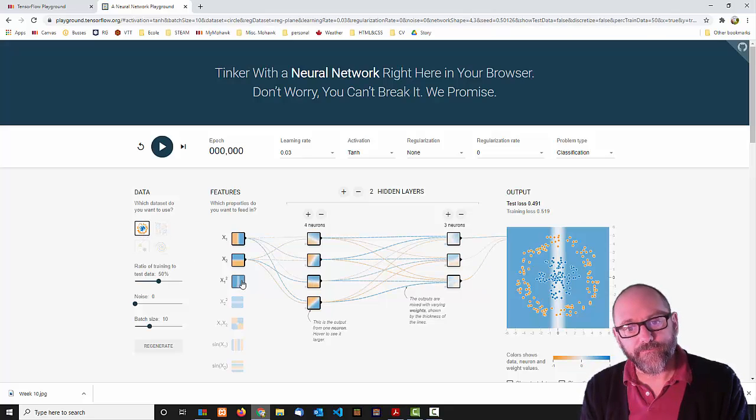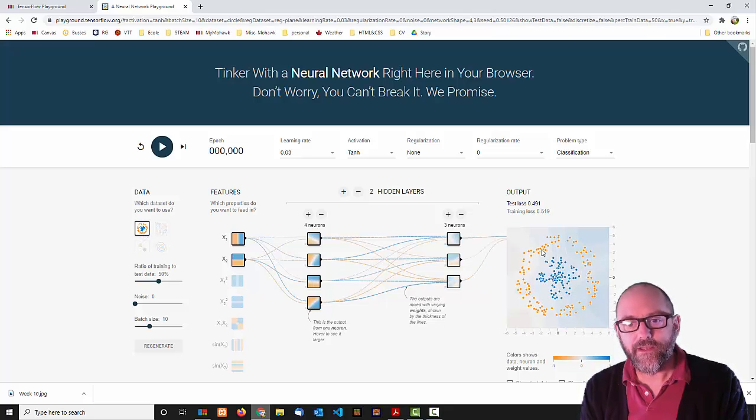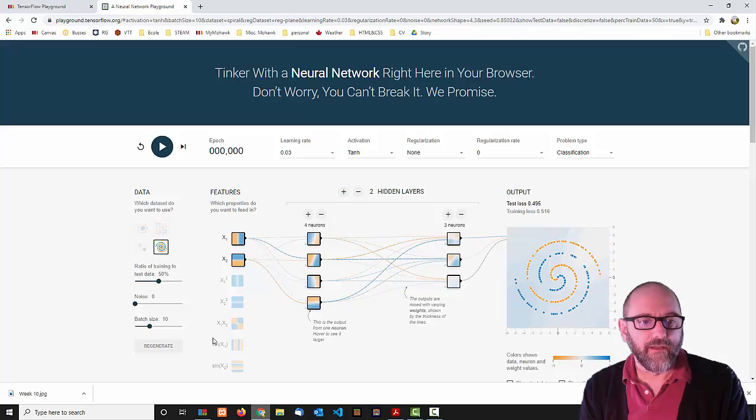There's a really hard one. It's got to somehow separate the inside from the outside. Here's a really hard one too. This is probably the hardest. It has to learn a spiral. So the blue points are in the inner spiral and the orange points are in the outer spiral.